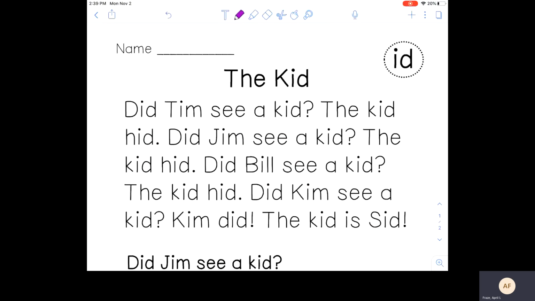ID, id. I'm going to find all the ids. Id, id, id, id... Lots and lots of words with id. All right, next thing. Popcorn words need buttered up.